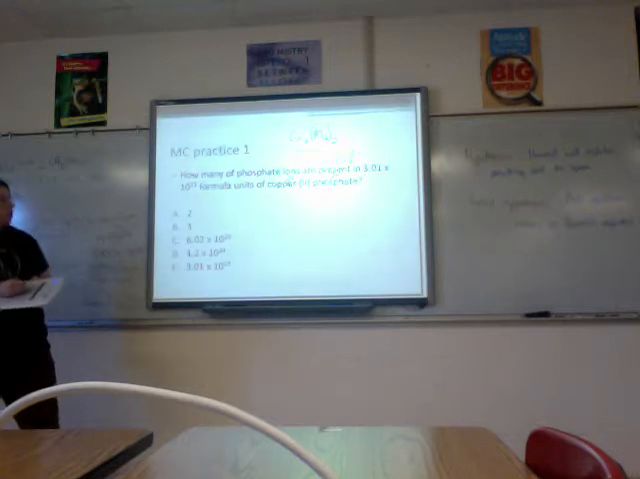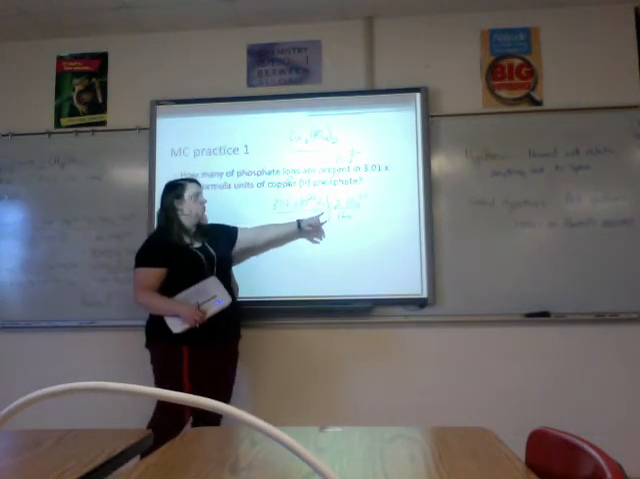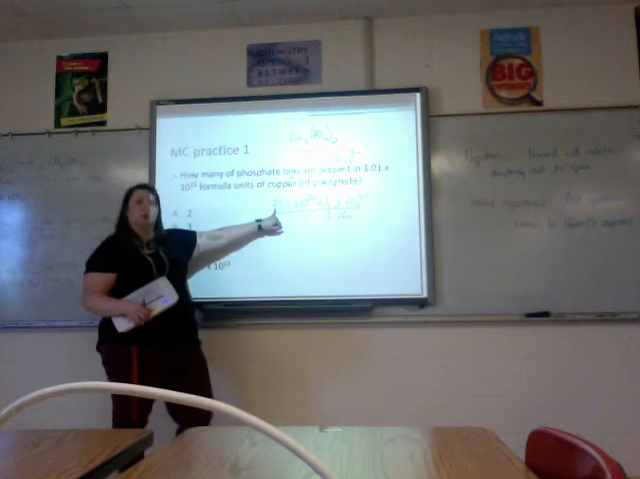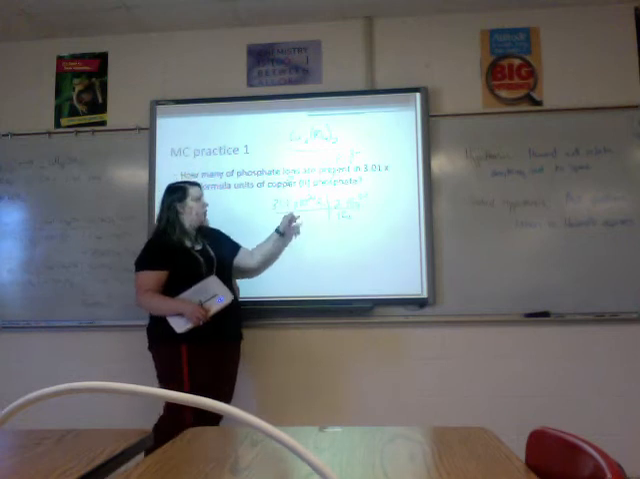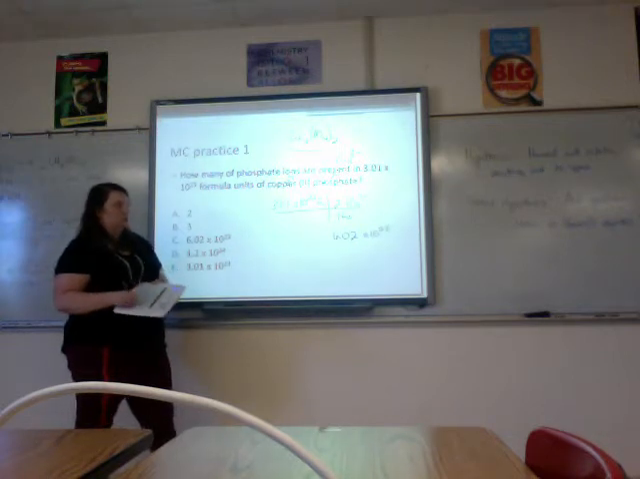So we have 3.01 times 10 to the 23rd formula units. One formula unit is 2 of our phosphate ions. Okay? So all we have to do is multiply 2 times 3.01. 2 times 3 is 6. 2 times 1 is 2. So this would be 6.02 times 10 to the 23rd PO4 3 minus.